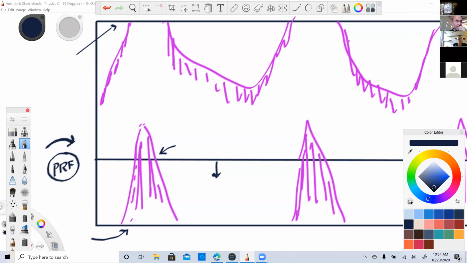So let's say we turned our PRF all the way up. We took our baseline down. We still have aliasing. What else can we do? Let's look at that: 2 times the velocity of blood. You can't change the velocity of blood. Oh, we could change our frequency. So I could turn my frequency down, and that will actually decrease the Doppler shift.